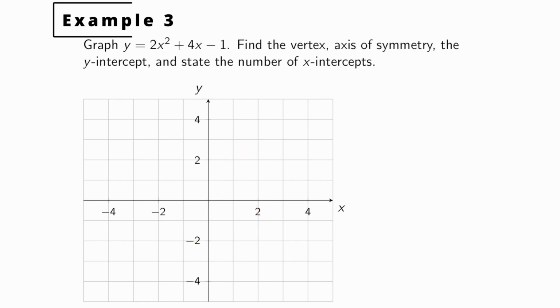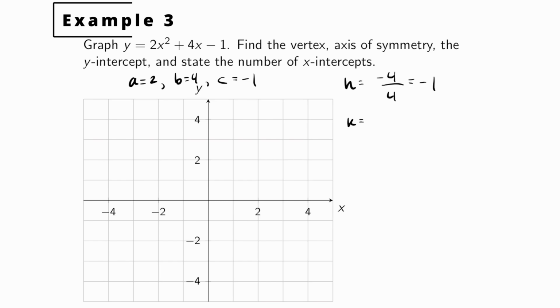Example 3, graph y equals 2x squared plus 4x minus 1, and find all the same things we did before. In this one, a is the coefficient of x squared, so a is 2. b is the coefficient of x, so b is 4, and c is the constant coefficient, so in that case, this is negative 1. Now finding the vertex, the x-coordinate is going to be negative b, so that's negative 4 over 2a, which is 4. So that gives us negative 1.